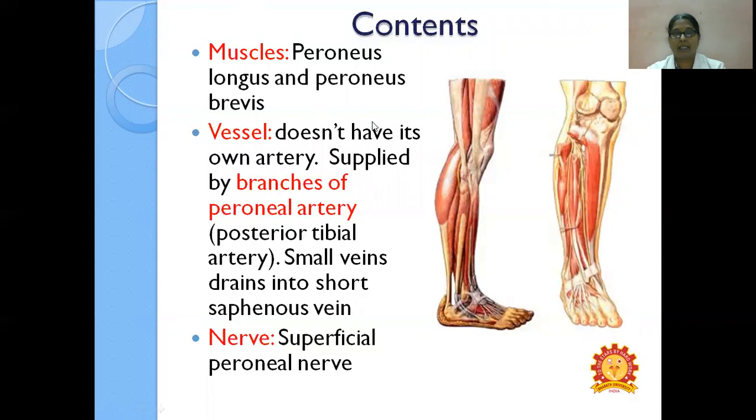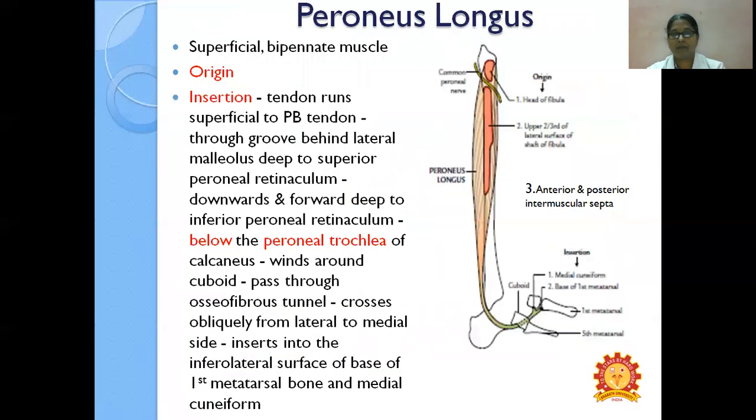Okay. So once again, I repeat, what are the contents? Contents, as usual, muscle, vessel, and nerve. So muscles are two, which is the peroneus longus and peroneus brevis. Whereas vessels, this compartment will not have its own artery, but they are supplied by the branches from the peroneal artery. And these arteries, their branches are accompanied by small veins, which finally drain into the short saphenous vein. Nerve is the superficial peroneal nerve.